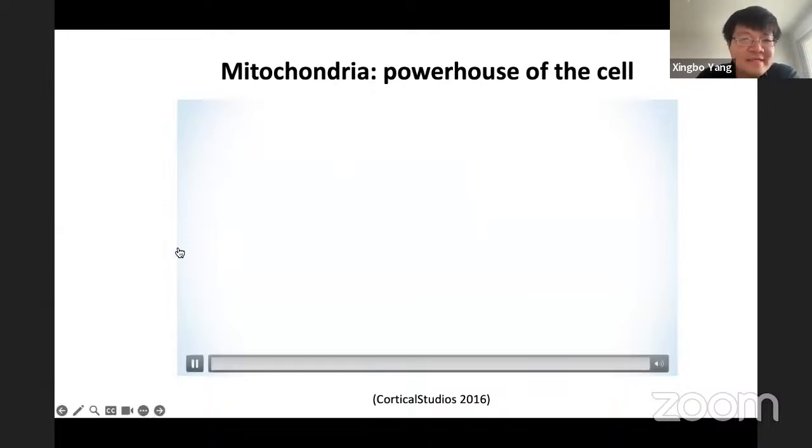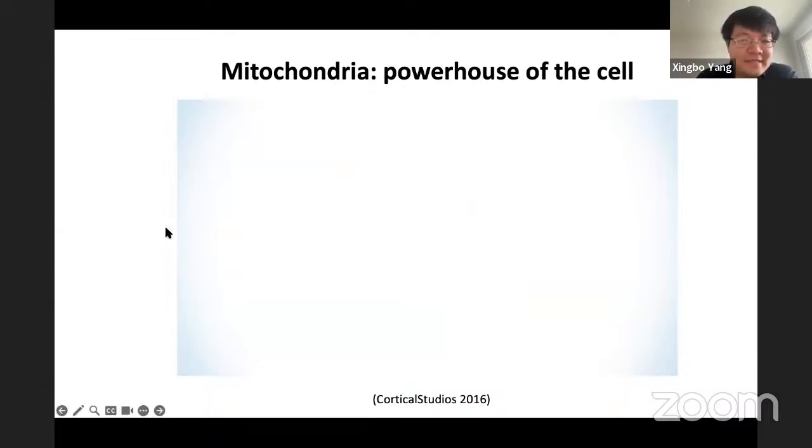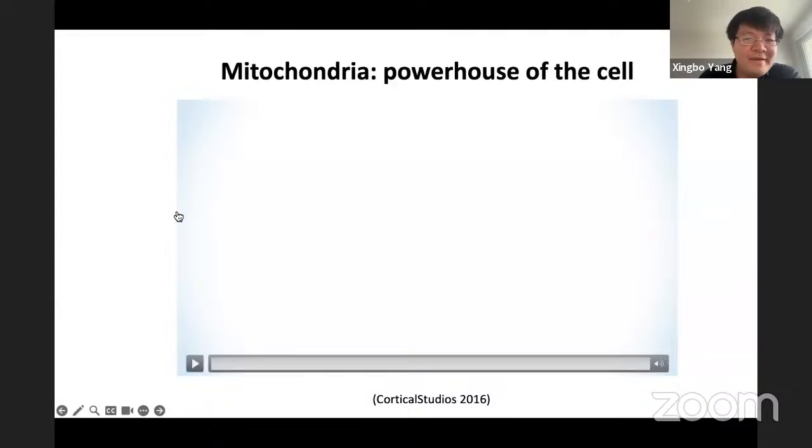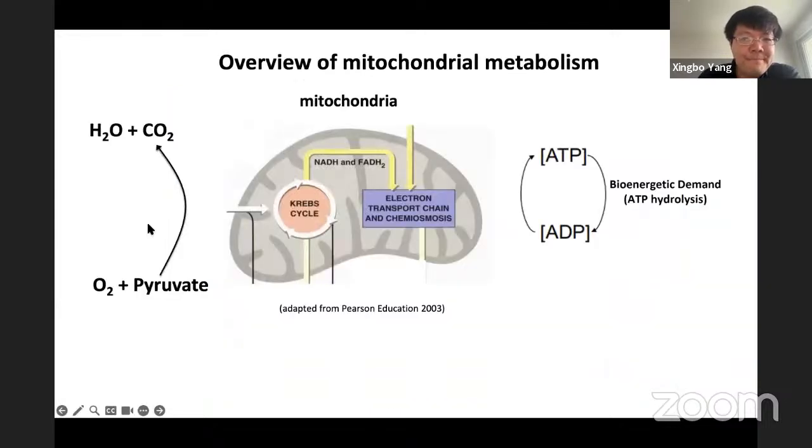Okay, so I think this is a very elegant and straightforward explanation of the electron transport chain, which is at the center of mitochondrial energy metabolism, or oxidative phosphorylation, as the movie has explained. So here is a recap. Again, I'm keeping things simple.